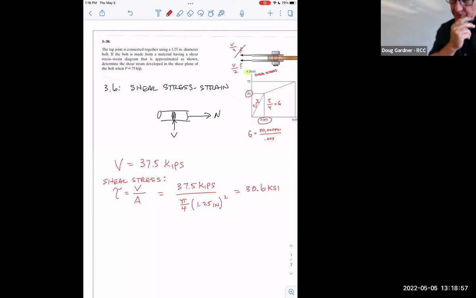So great, I know shear stress, KSI. Now what they're asking though is determine what the shear strain would be. We just found the shear stress, but what's the shear strain?